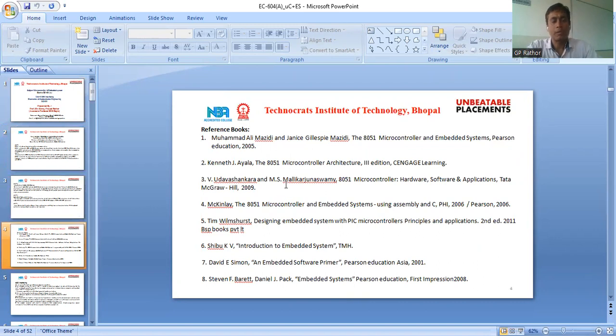So these are the reference books. The first reference book is The 8051 Microcontroller and Embedded Systems by Muhammad Ali Mazidi and Janice Gillispie Mazidi, and its publisher is Pearson, 2005. And the second reference book is The 8051 Microcontroller Architecture by Kenneth J. Ayala, third edition, Cengage Learning.